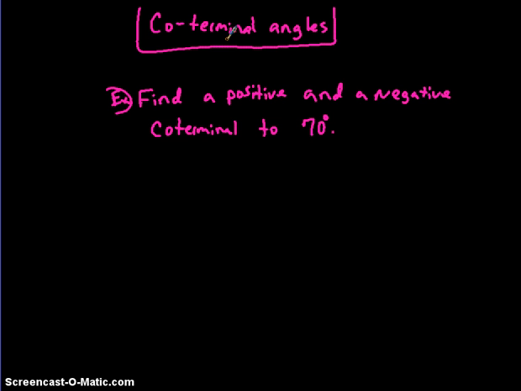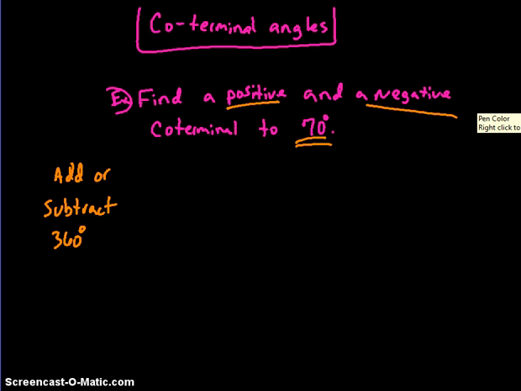Now, there can be other directions, and in other directions, it may say find a positive and a negative version of the exact same angle. So find a positive and a negative coterminal to angle, say, 70 degrees. So basically to do that, you're going to either add or subtract 360 to 70 degrees. All right, so again, you basically add or subtract 360 from it.